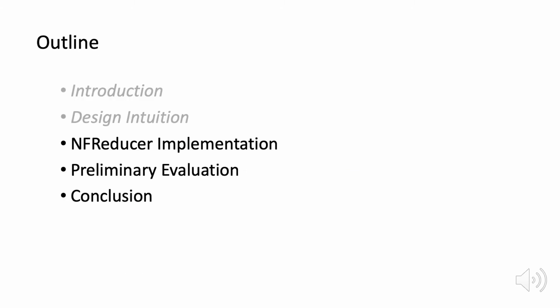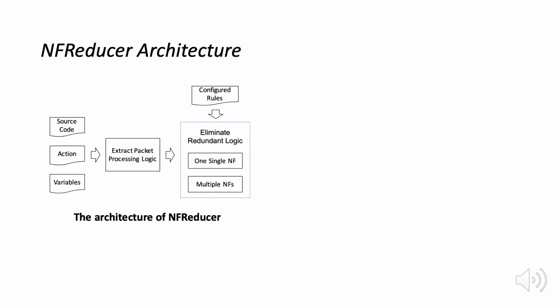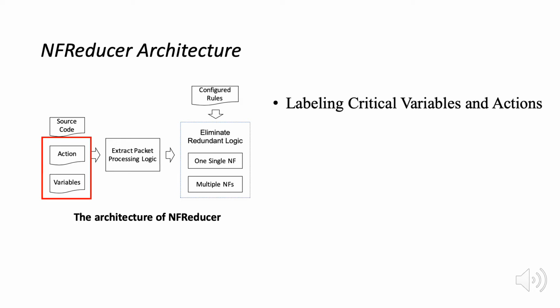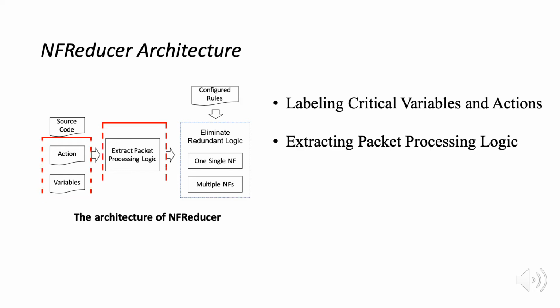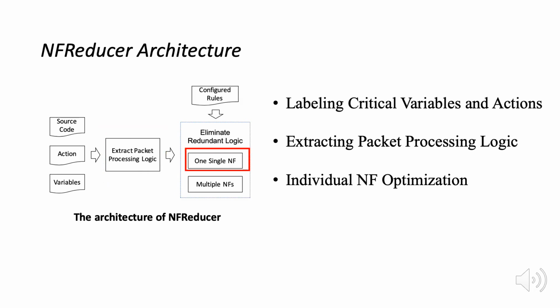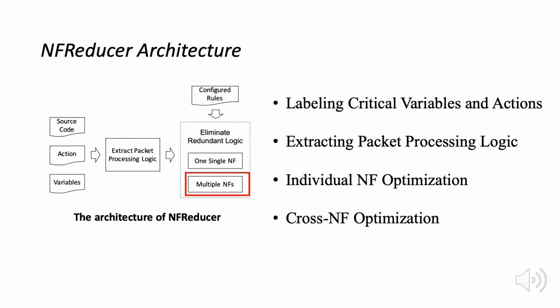Let's look into the implementation of NF Reducer. NF Reducer contains 4 parts. It takes the network function source code and user-labeled critical variables and actions as its input. It first extracts the packet processing logic, and then refers to configurations to eliminate the intra-NF and cross-NF redundancy.